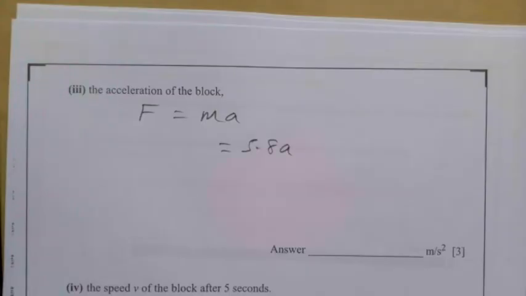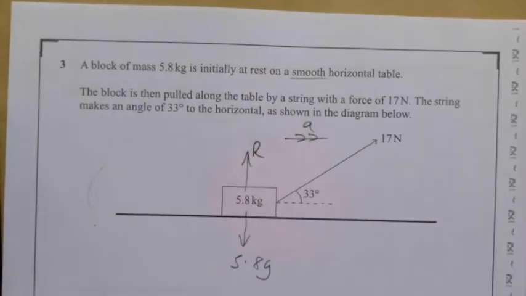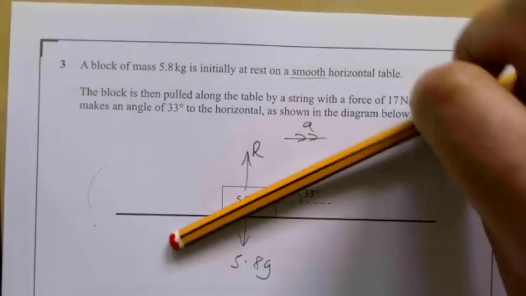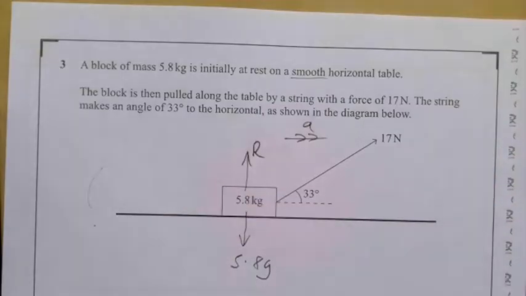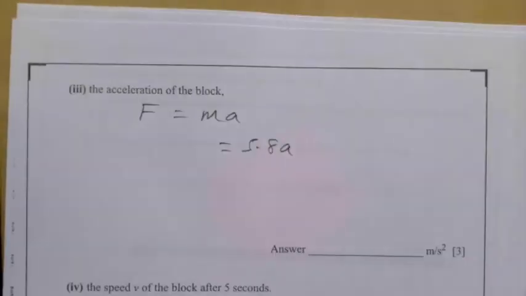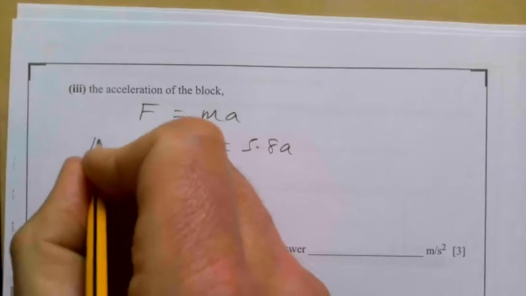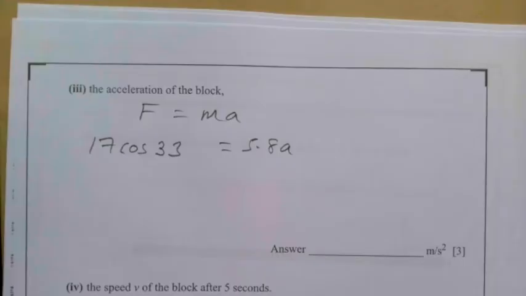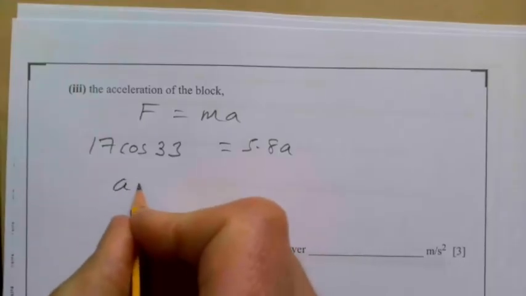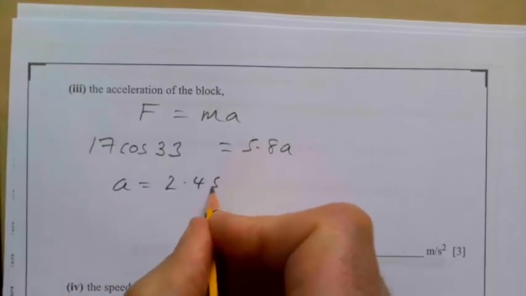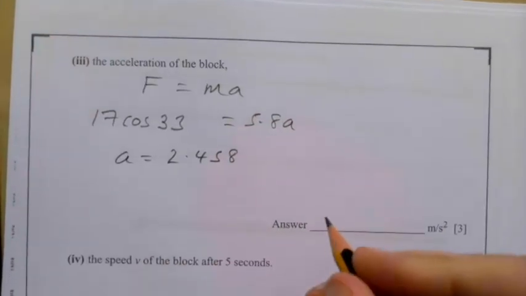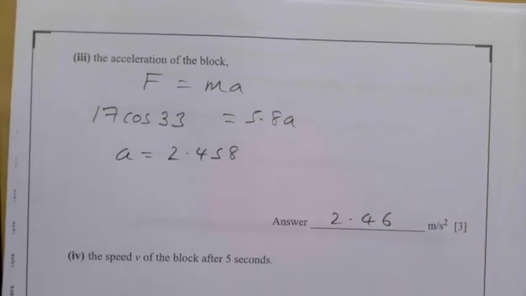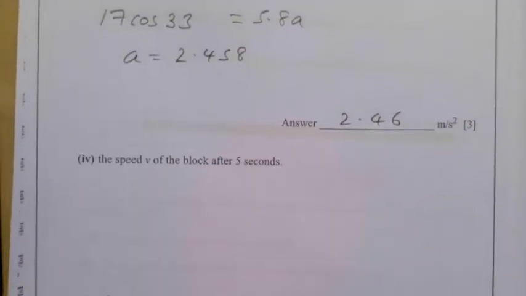And then let's see what forces we have acting in the direction of the acceleration. So we have the 17, and we're resolving it this way. Notice I went across that 33, so it's going to be 17 cos 33. So 17 cos 33 is 5.8a. And you put it in your calculator to get a is 2.458. We need to give answers to 2 decimal places, so it's going to be 2.46, and the unit's already in there for us.